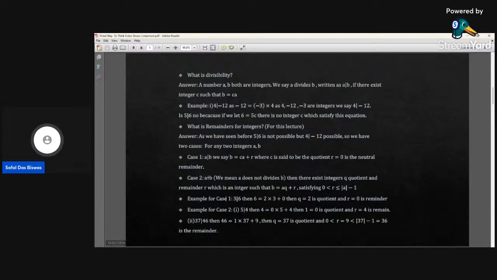An example for case 1, that means a divides b: 3 divides 6, then 6 equals 2 into 3 plus 0. And q equals 2 is the quotient and r equals 0 is the remainder. As we see, in case 1, r should be 0, the neutral integer. Example for case 2: 5 divides 4. Now this is an important thing. See, 4 is less than 5, right? That means 5 is greater than 4. Then how should we interpret the remainder? Then 0 into 5 plus 4.